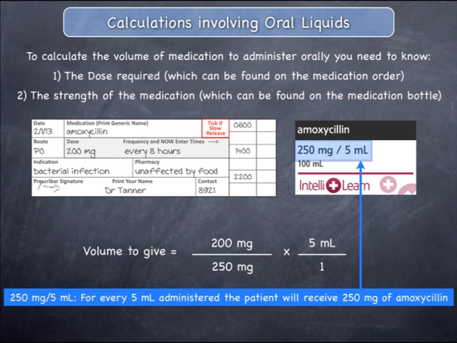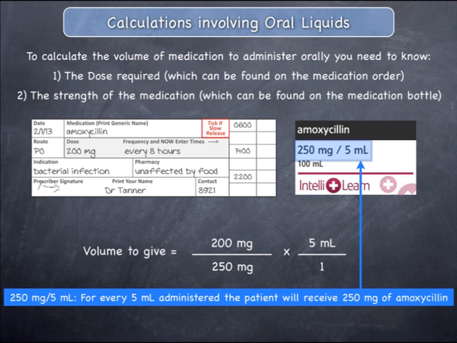The strength or concentration of the medication specifies how much active medication, in this case amoxicillin, is contained in a given volume of liquid. 250 milligrams per 5 mils means that every 5 mils of the liquid contains exactly 250 milligrams of amoxicillin.